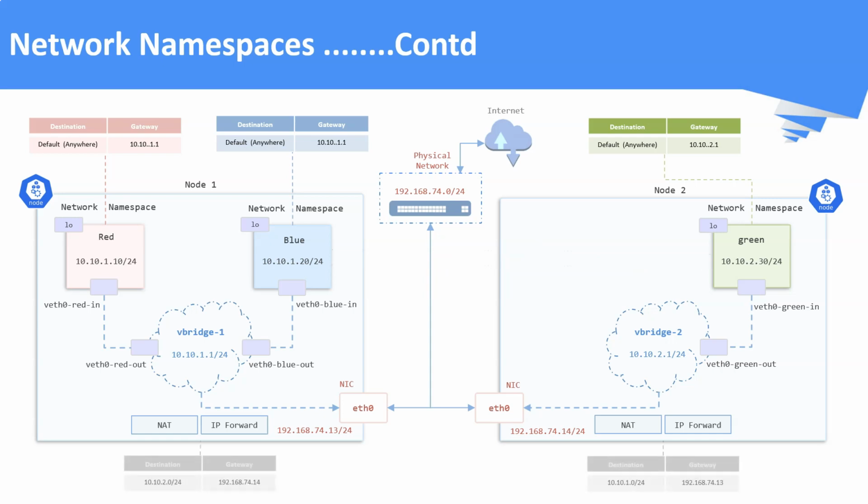In order to establish this communication, we need to add the routes in the local machine. For example, in node 1, we need to add a route to reach the bridge 2 network, that is 10.10.2.0/24, through the node 2 IP. So we need to add the node 2 IP as the default gateway. Similarly, we need to add the routes in node 2 as well to reach virtual bridge network number 1. Once these routes are added on both sides, the blue namespace can reach the green namespace.